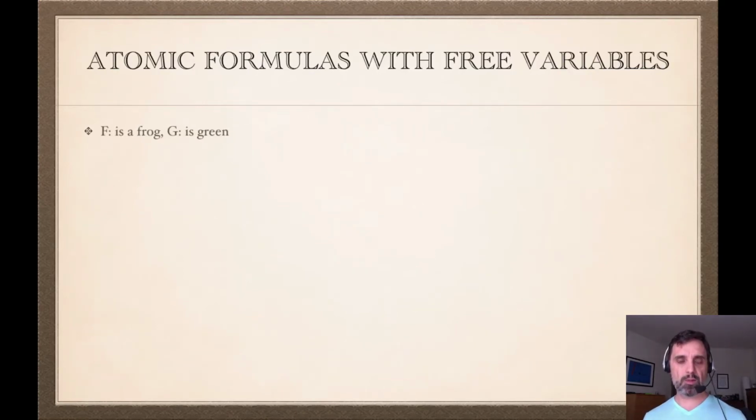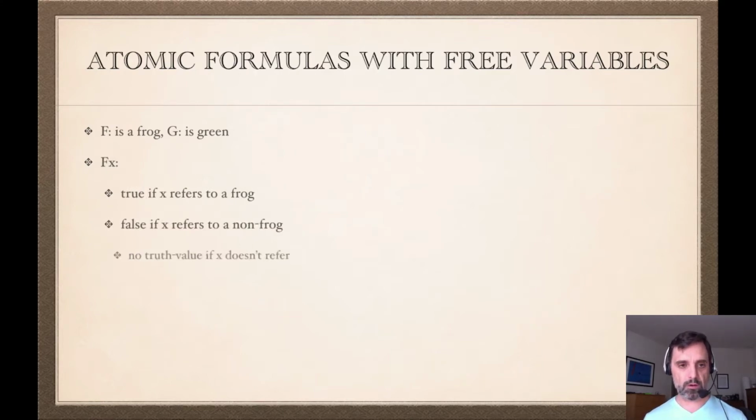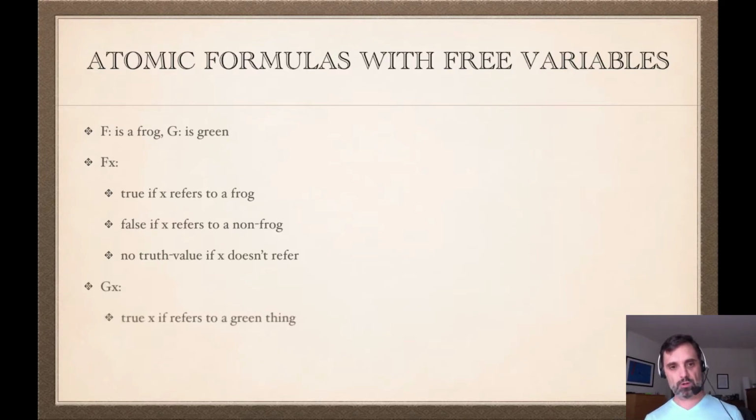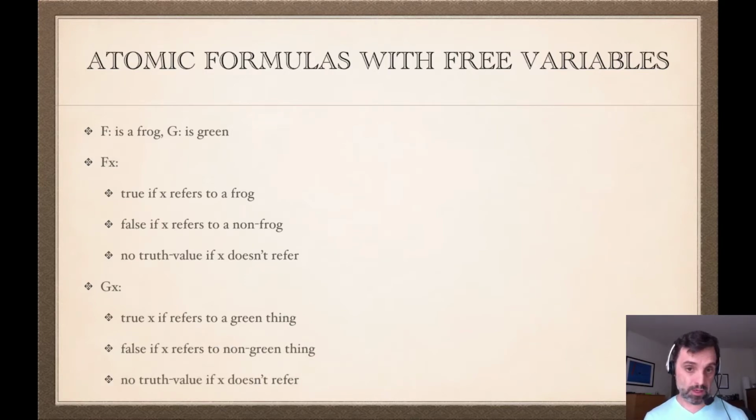We're going to let F symbolize 'is a frog' and G symbolize 'is green'. So Fx is true if x refers to a frog, it's false if x refers to a non-frog, and this has no truth value if x doesn't refer. So just like 'it is tall', Fx gets a truth value only given an assignment of an object to x for x to refer to. Similarly, Gx is true if x refers to a green thing, false if x refers to a non-green thing, and it has no truth value if x doesn't refer to anything at all.